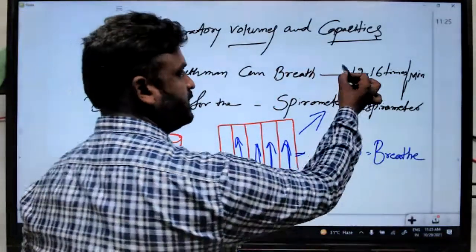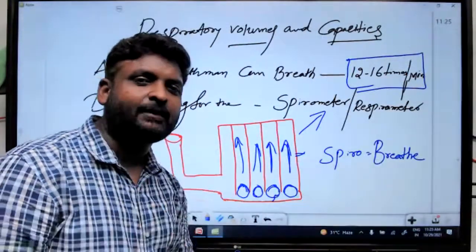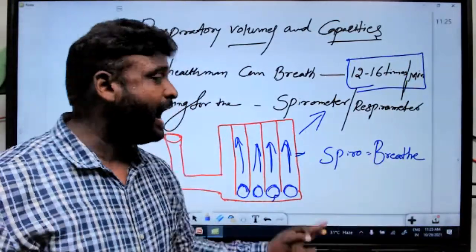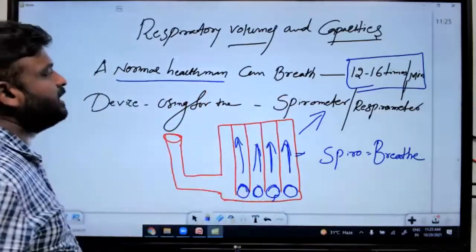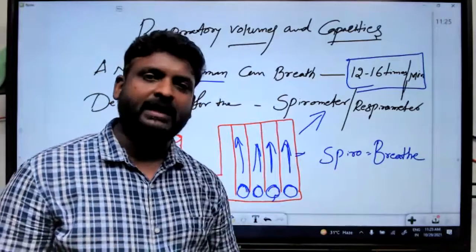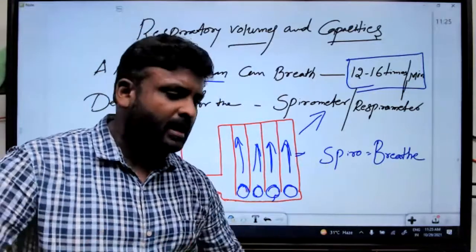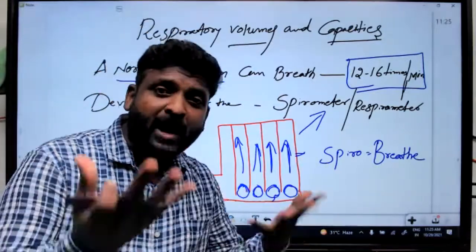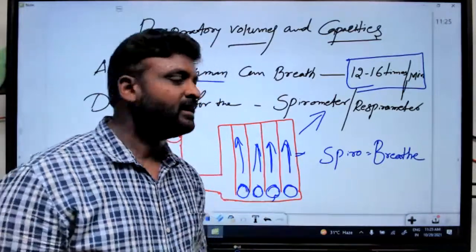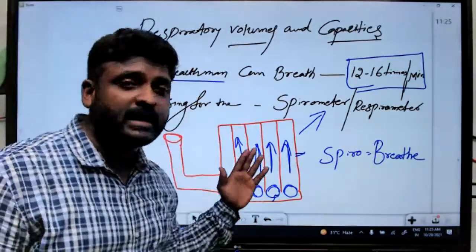How many times can we respire per minute? 12 to 16 times per minute we can inspire or expire in the normal way, and that too only for a normal healthy person. A person with breathing difficulty, like asthma, bronchitis or emphysema, may be unable to respire properly. So I'm talking about a normal healthy man. That's the introduction to respiratory volumes and capacities.